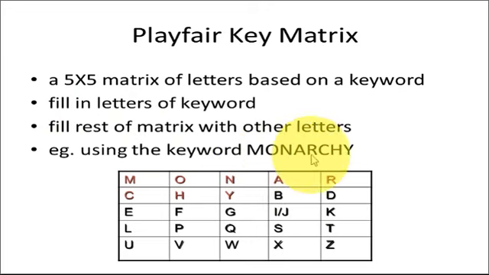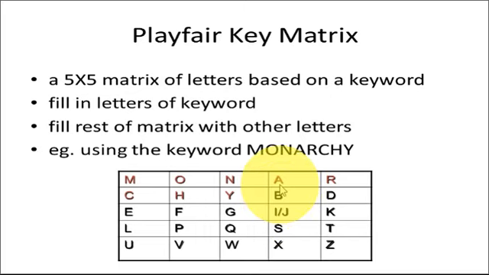Here the keyword is Monarchy, that is the key. We have to start from the top left corner and fill it in row-wise. We fill in all the letters of the keyword, MONARCHY. Then the remaining alphabet letters should be filled in the remaining cells, row-wise.